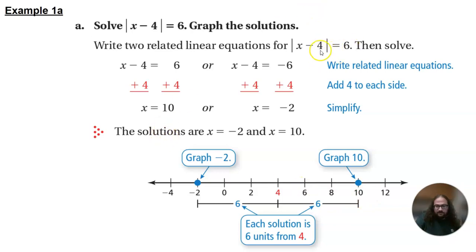And look how these numbers work out. x minus 4 equals 6. So 4 is like this target number in the middle, and 6 is the distance away. So that's kind of a cool thing.